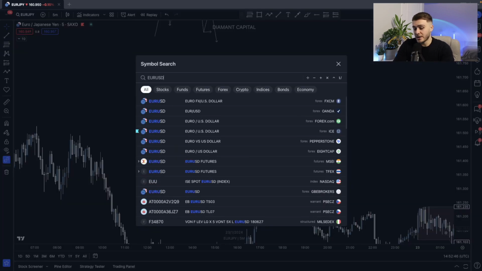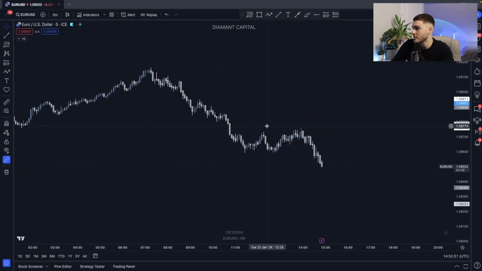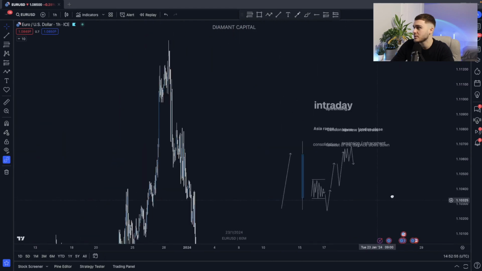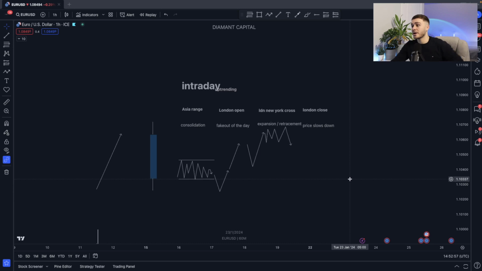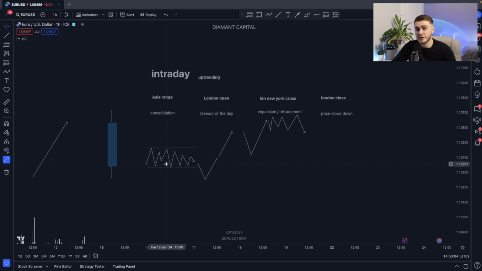So with that, guys, I hope everything did make sense. I just want to go back on the chart that we were marking up a few things. I believe we were on the 1 hour, was it? Yeah, over here. So when it comes to this, please do use these kind of ideas in your own trading as well. Remember the intraday cycle. Asia range, we want that consolidation. London open, we want the fake of the day. New York, London crossover, we want it to expand. And then London close, price actually starts to slow down. I want to keep it as simple as this. No need to make it even more complicated.